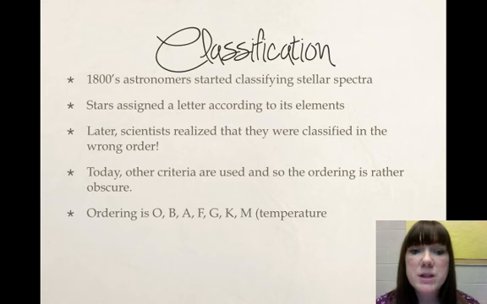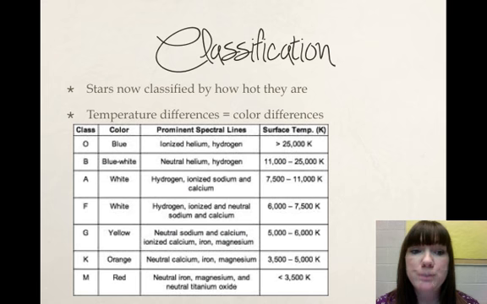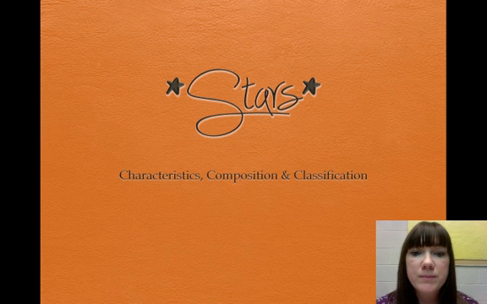The ordering is O, B, A, F, G, K, M, and they're ordered by temperature. So they're now classified by how hot they are, and you can see here this is a table of the different classifications. So you can see that the class O stars are blue, which means they're very, very hot, and the class M stars are red, so they're much cooler. And that's it for our lecture on stars.